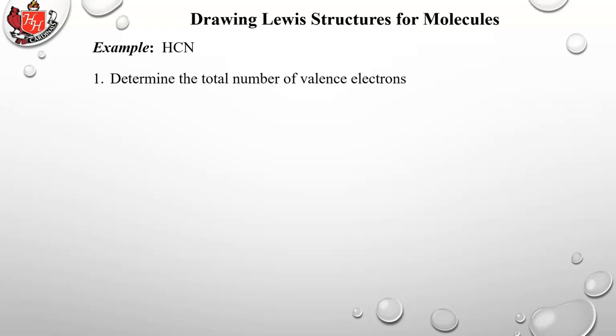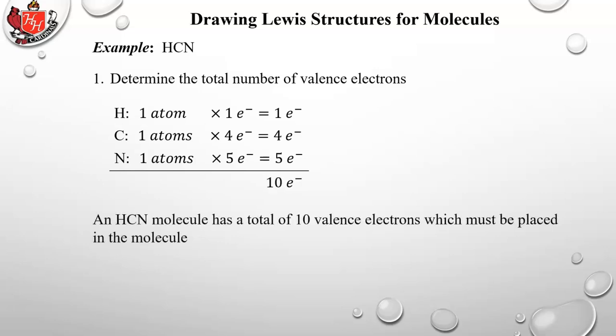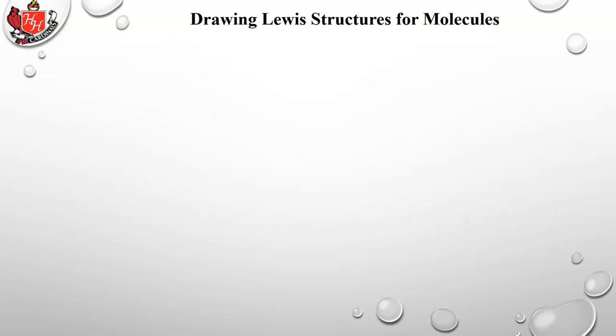So determine the total number of valence electrons. You have 1 for hydrogen, 4 for carbon, and 5 for nitrogen. You add those up, you get 10 valence electrons. So the HCN molecule has a total of 10 valence electrons, which must be placed in the molecule. All right, so draw the structure.